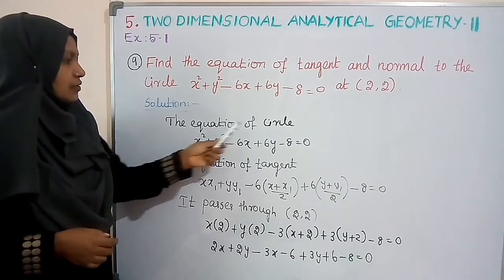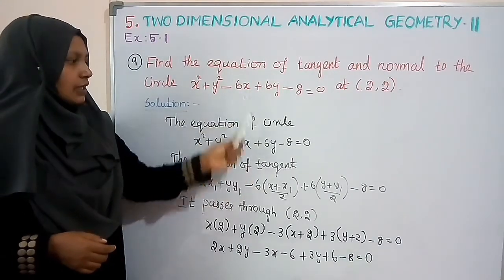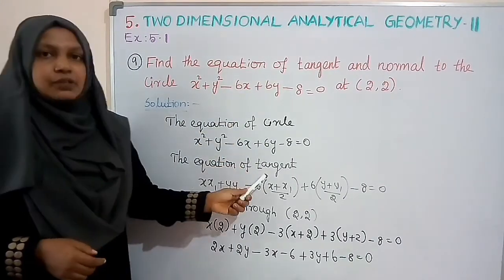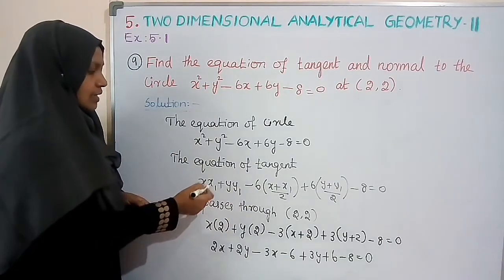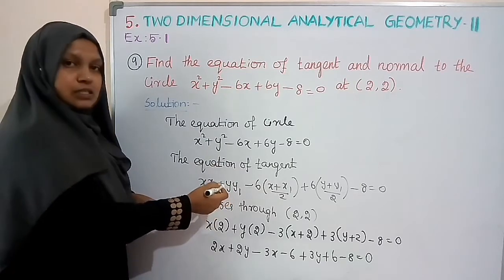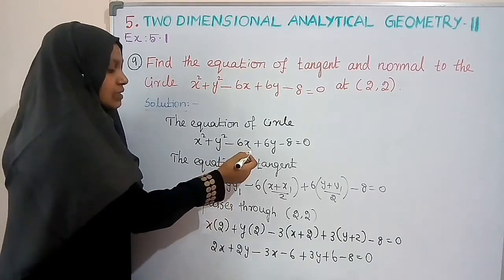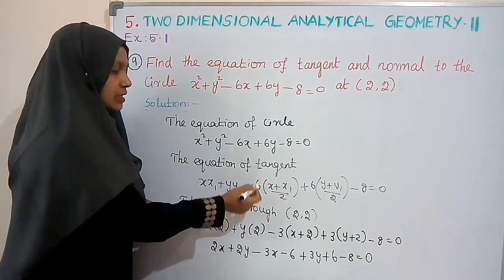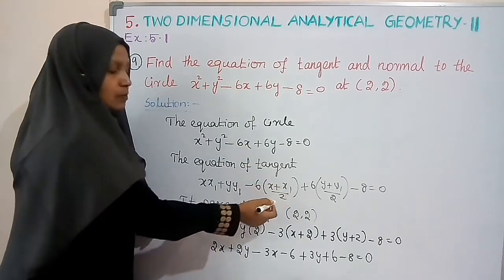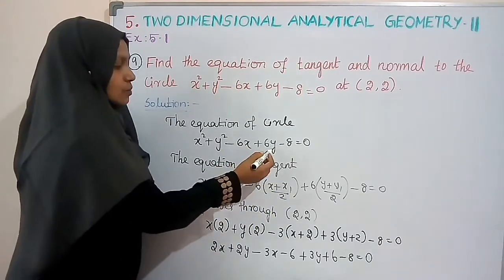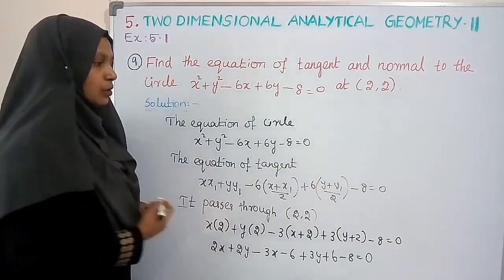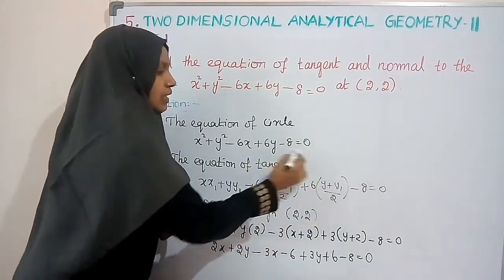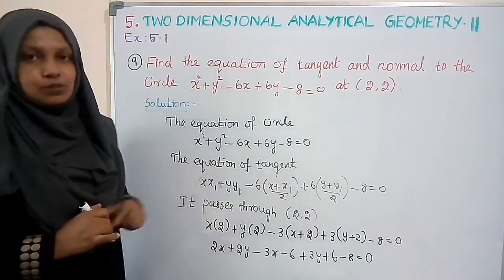Here I have written the equation of circle which is given in the question, and then the equation of tangent. So we are using the shortcut. x square I replaced as xx1, y square as plus yy1, minus 6x. So I have written minus 6, x replaced by x plus x1 by 2, plus 6y. So plus 6, y replaced by y plus y1 by 2. Then the constant minus 8 as it is, equal to 0.